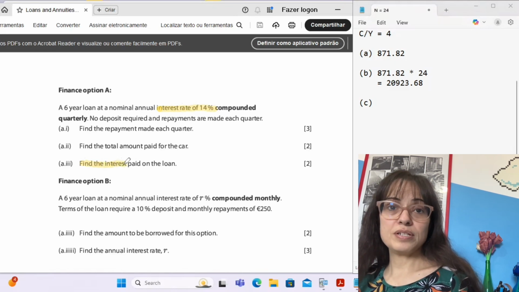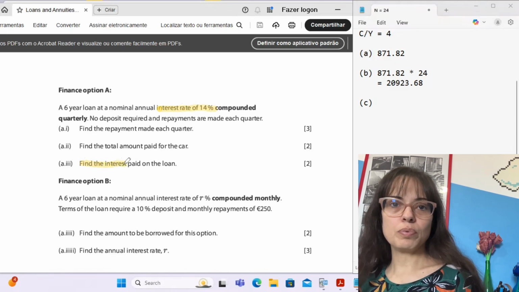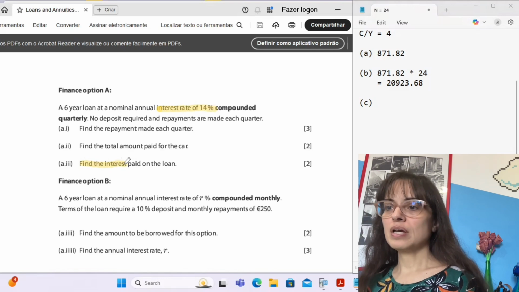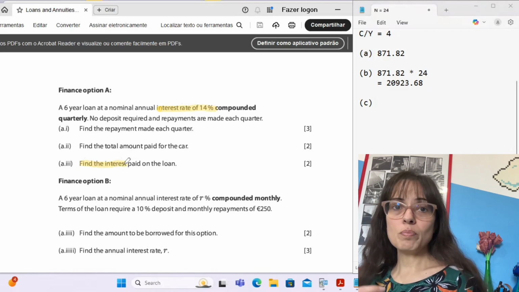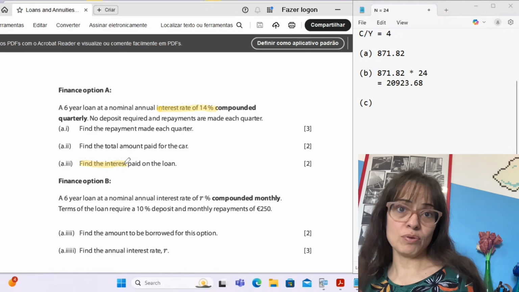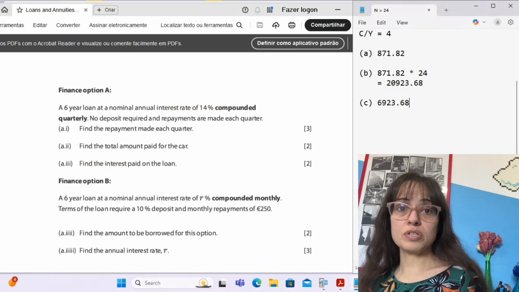The interest rate is this percentage that is being applied to the amount of money, but interest is how much did you pay that was not actually the price of the car. So it's those 20,000 and something minus 14,000. That is a super common type of question, okay? So remember this distinction between interest and interest rate.